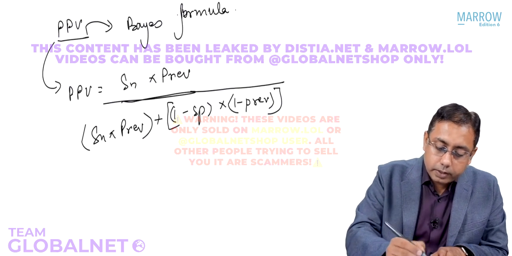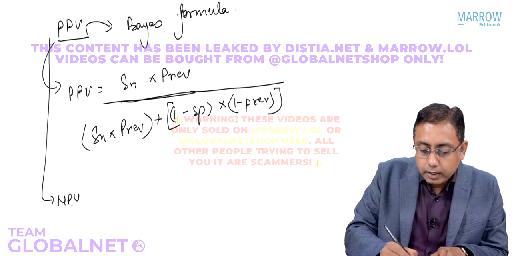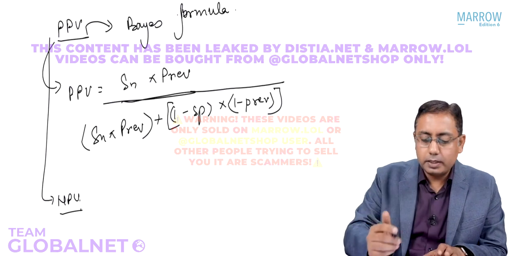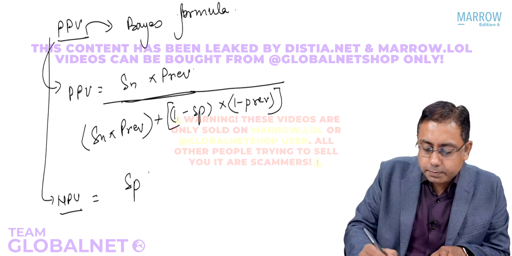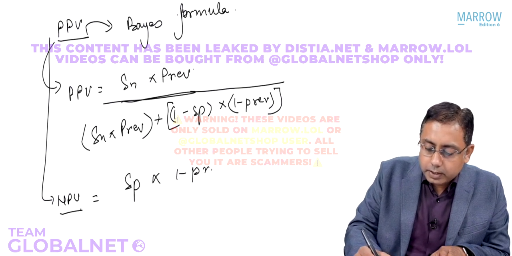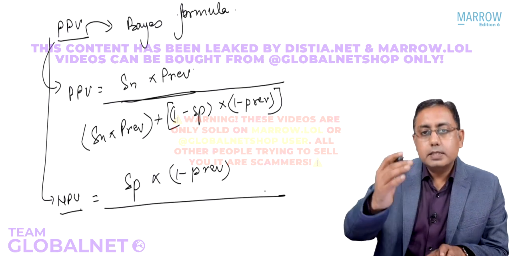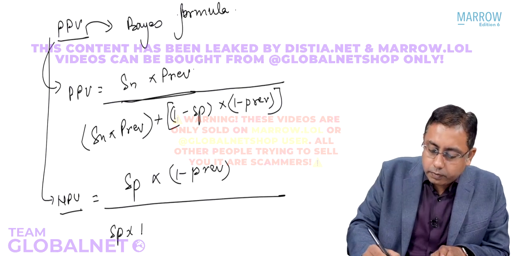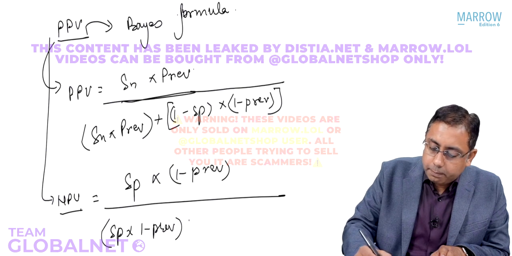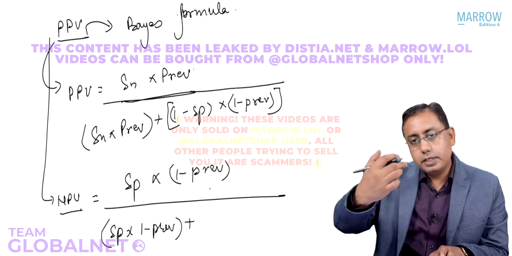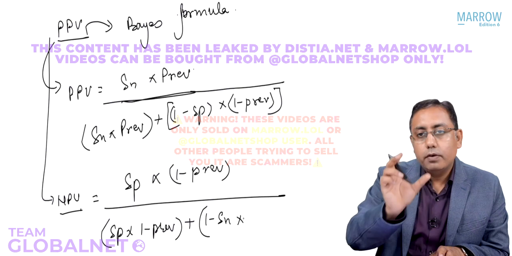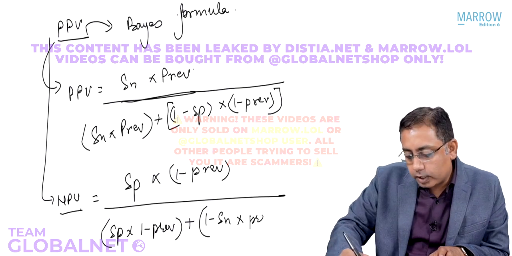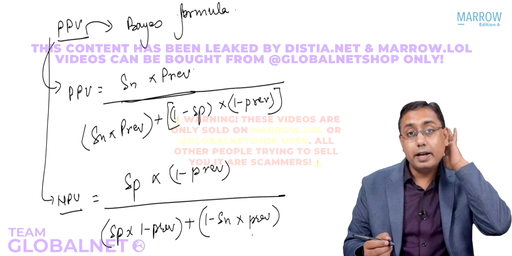In the same manner, you can also calculate the negative predictive value. You just replace sensitivity with specificity and prevalence is replaced with 1 minus prevalence. So what is the answer? Specificity into 1 minus prevalence divided by specificity into 1 minus prevalence plus 1 minus sensitivity into prevalence. So that is the formula for negative predictive value.